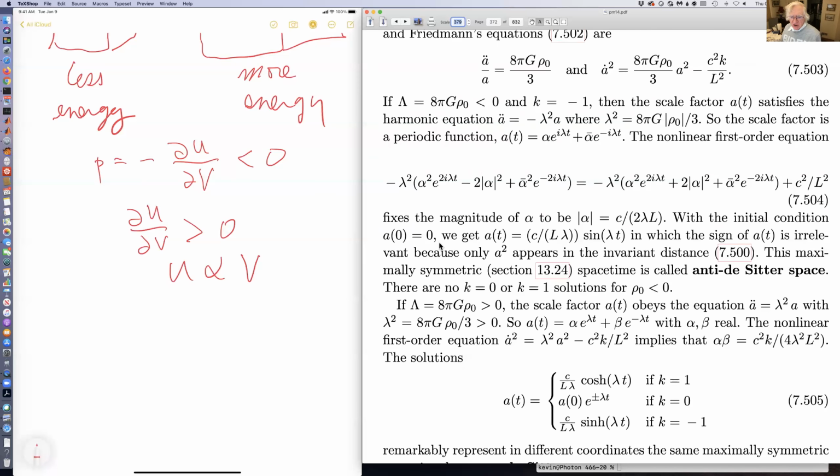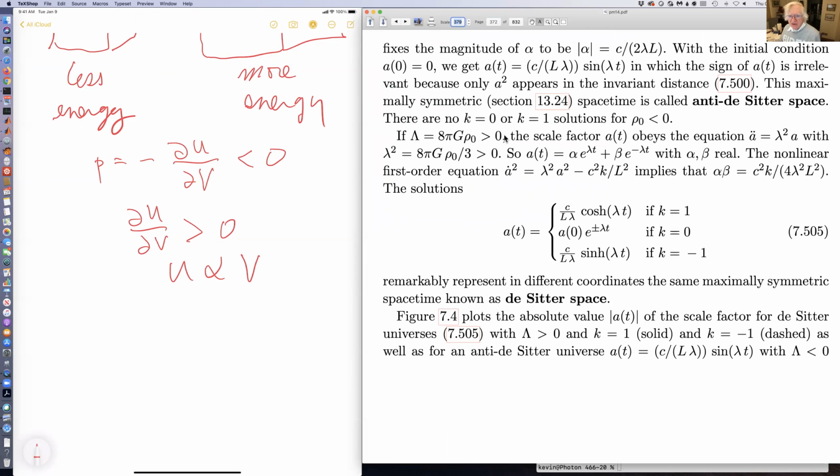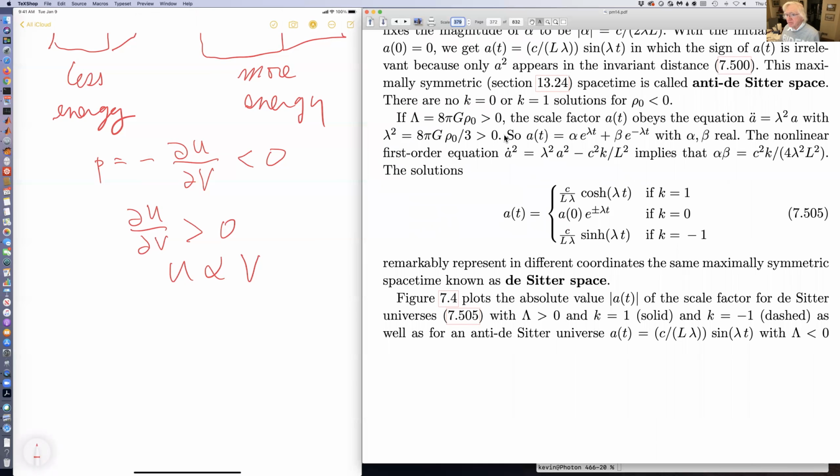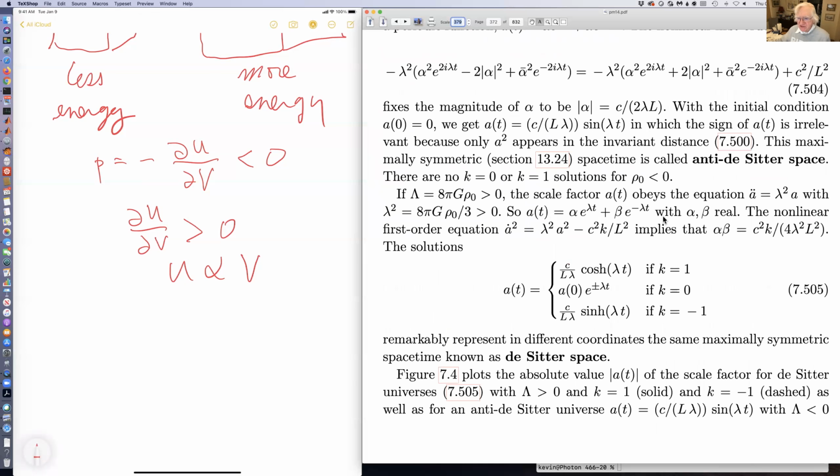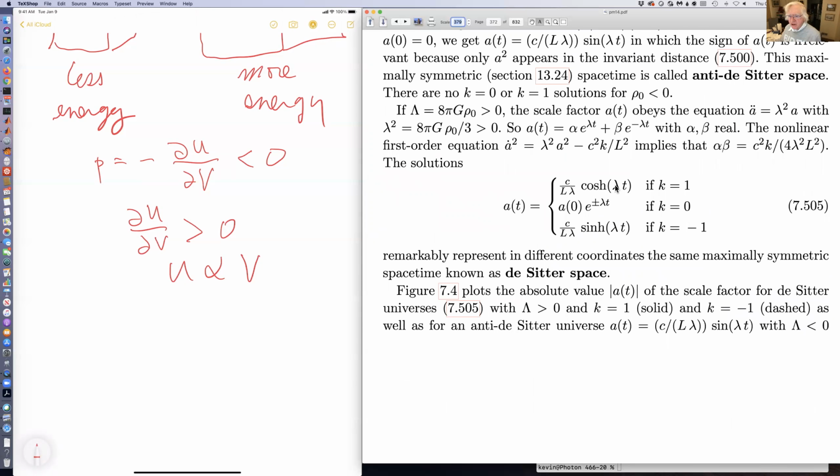And so if we go to the real universe, where we have lambda being positive, then the scale factor obeys this equation where A double dot is proportional to A. Well, that has a pretty simple solution. It's just two exponentials. And you can then decide, well, it can be cosh. If you set lambda to be this, then it can be cosh of lambda t, an exponential in lambda, or sinh. And they're all basically just linear combinations of e to the lambda t, e to the minus lambda t.